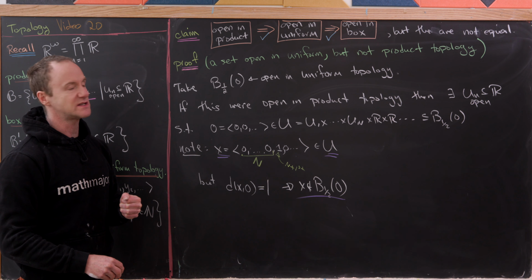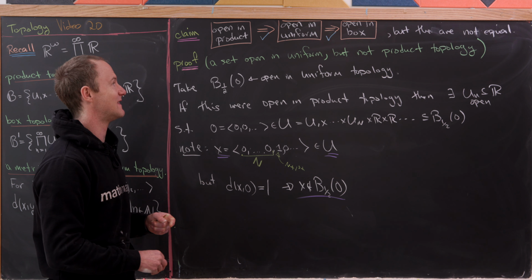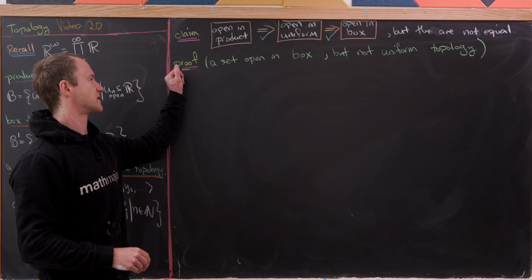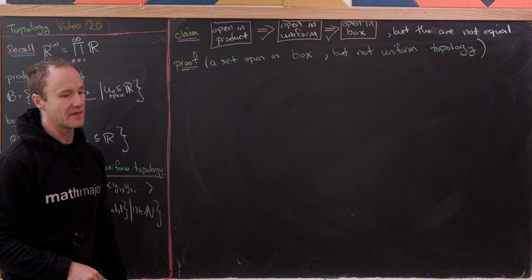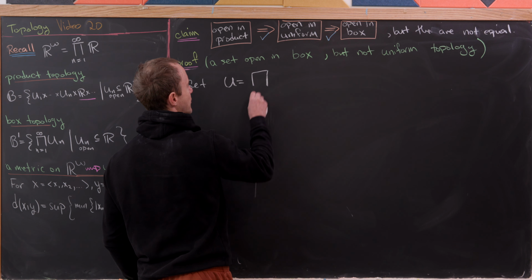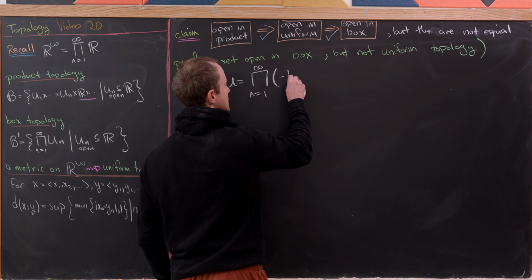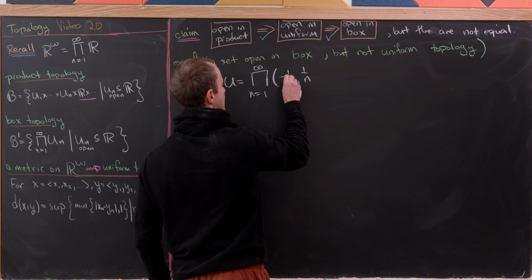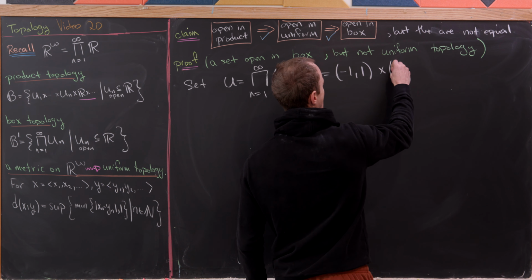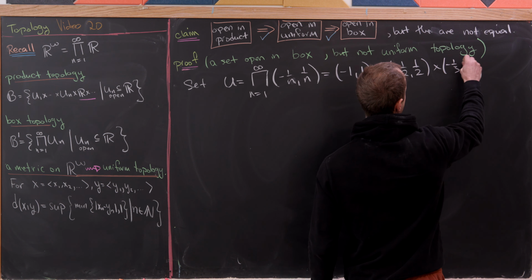Okay, so now let's do the other inequivalence by showing that we can find a set that's open in box but not open in uniform. All right, so now for our set that's open in the box topology but not the uniform topology, let's set U equal to the product as n goes from 1 to infinity of the interval minus 1 over n to 1 over n. So let's just write that out a little bit. So that's minus 1, 1 cross minus half, half cross minus third, third.